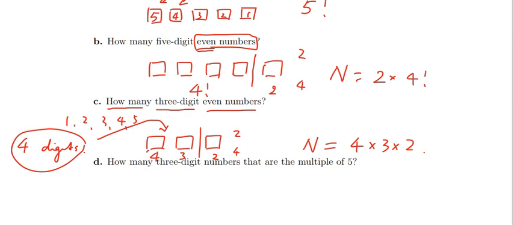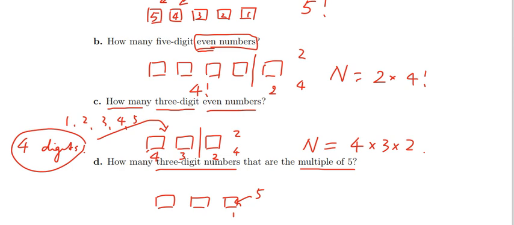Okay, so now let's check this problem. A 3-digit number. So 3-digit number we can regard as 3 positions. So those numbers are multiples of 5. So if it's a multiple of 5, we know the last digit should be 5, right? So we should put 5 here.